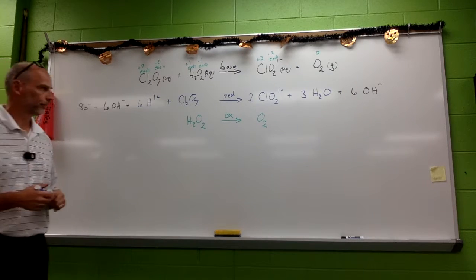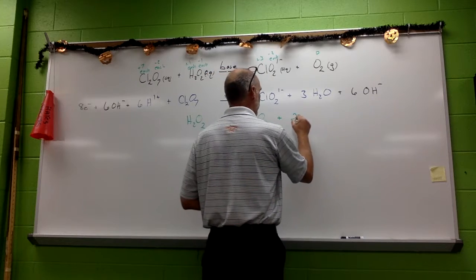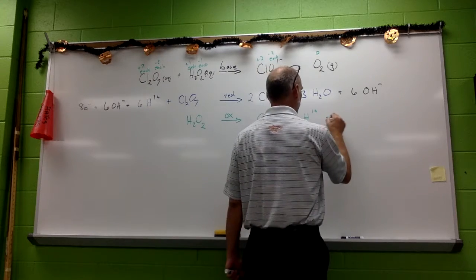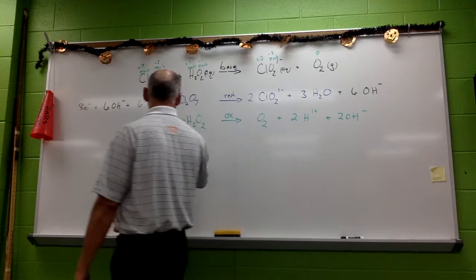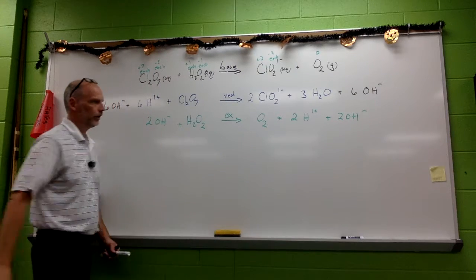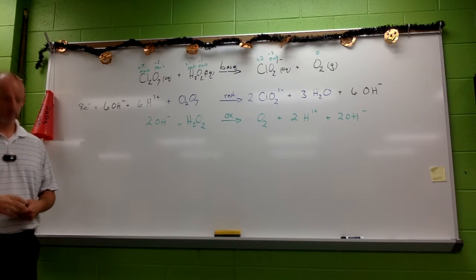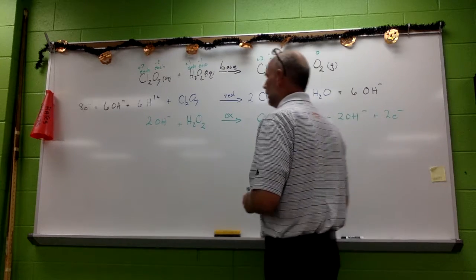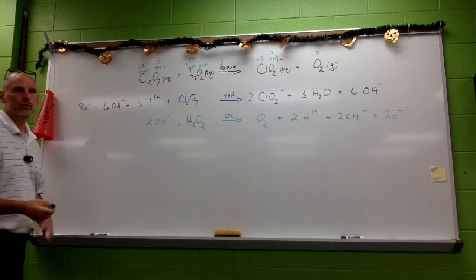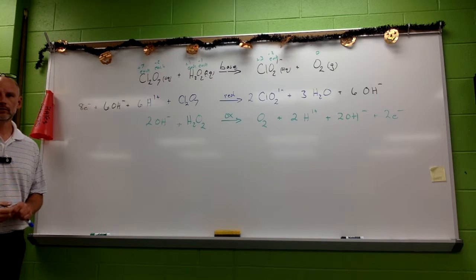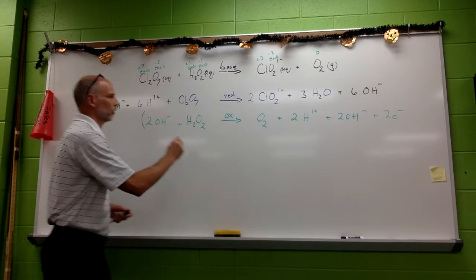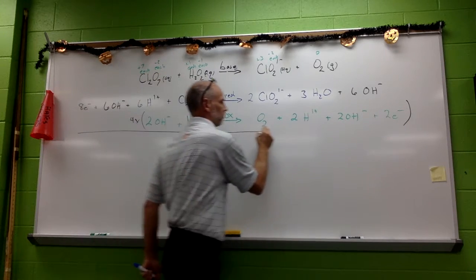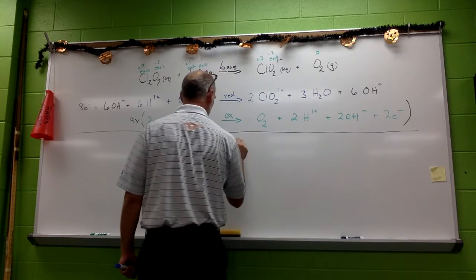Oxygen's done. Hydrogens, what do? Add 2 hydrogen ions to this side. To neutralize those 2 hydrogen ions, we need 2 hydroxide ions, which I will also add over here. Now we just have to balance the charge by adding. Yep. And then, to equalize the electron transfer, the whole thing up.